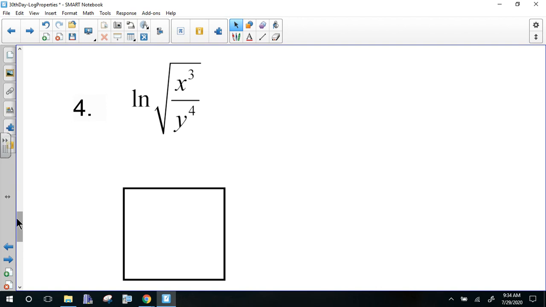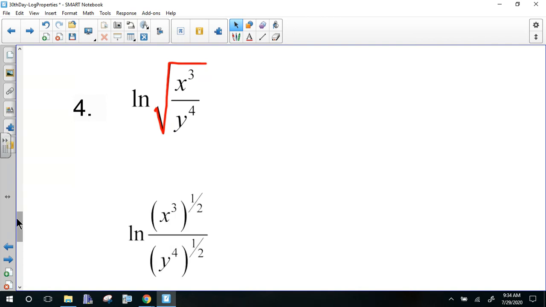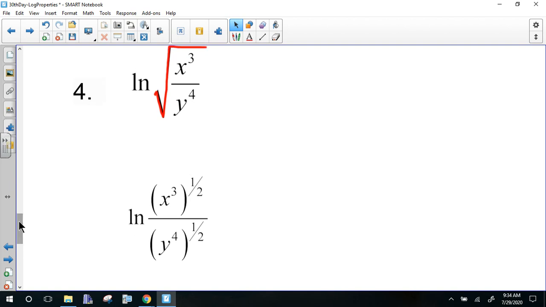All right, number 4. We have a radical over a whole fraction with exponents. So the first thing that I'm going to need to do is get rid of this radical by coming up with an exponent for this whole thing. That is a square root, so my exponent will be 1/2. So the 1/2 goes out in front as an exponent, behind each one of those expressions or terms.